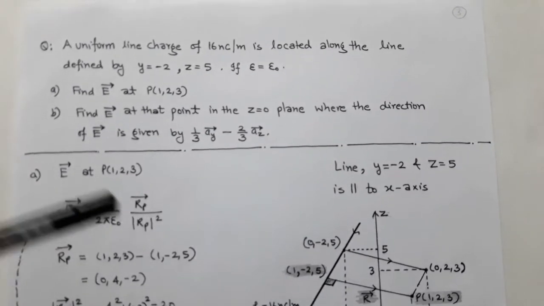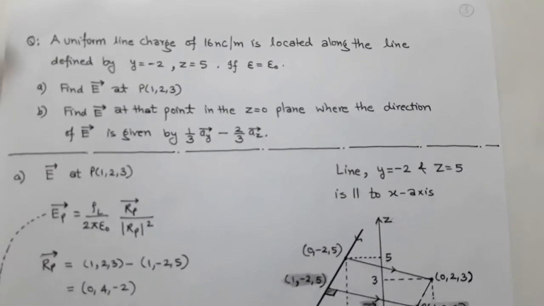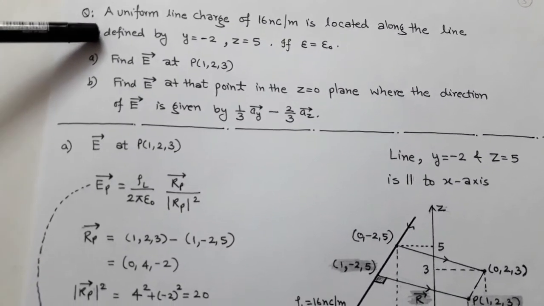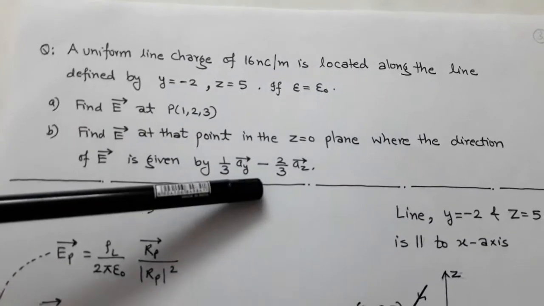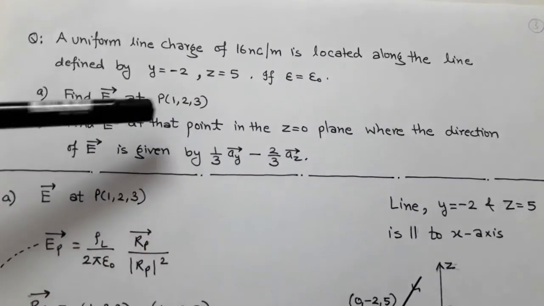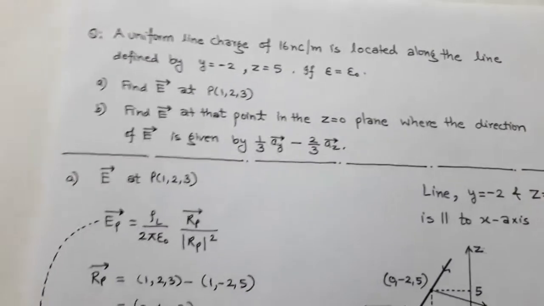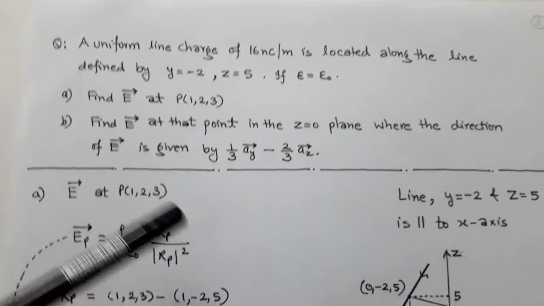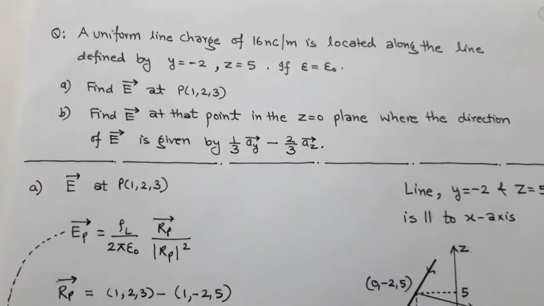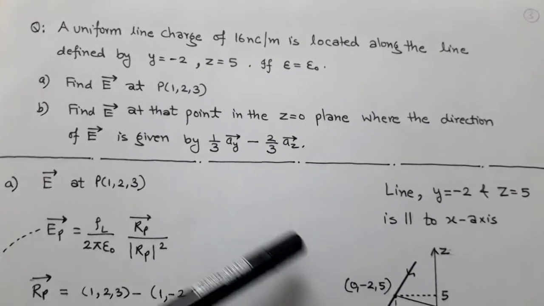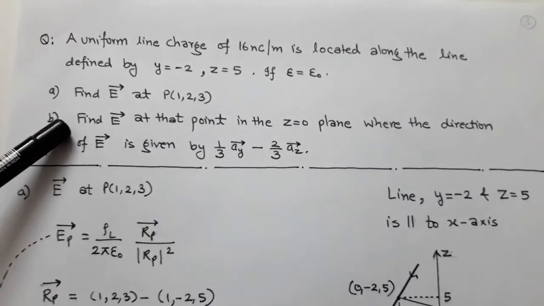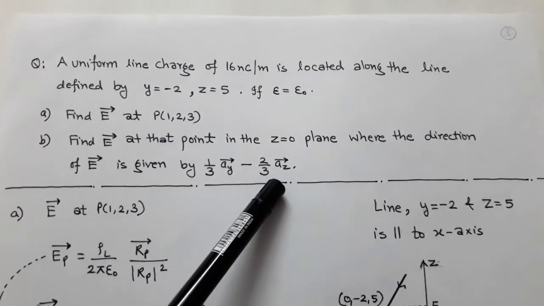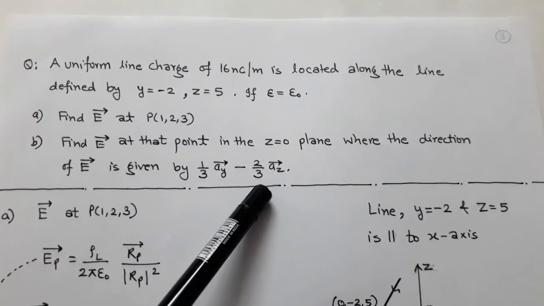A uniform line charge of 16 nanocoulomb per meter is located along the line defined by y equals minus 2, z equals 5, if epsilon equals epsilon naught. First, we have to determine the electric field intensity E at point P having coordinates (1, 2, 3). Second, we have to determine the electric field E at that point in the z equals 0 plane where the direction of electric field intensity E is given by 1 upon 3 unit vector y minus 2 upon 3 unit vector z.